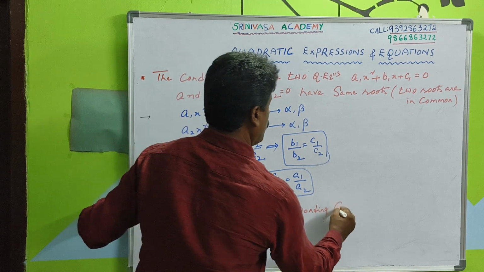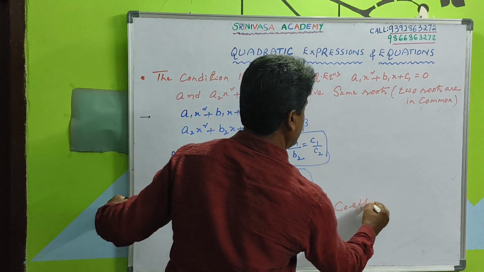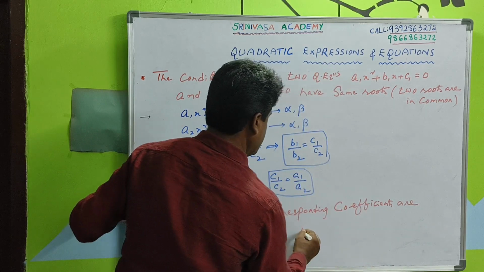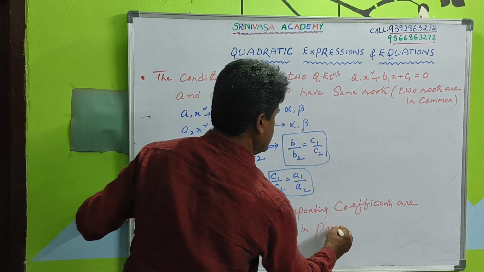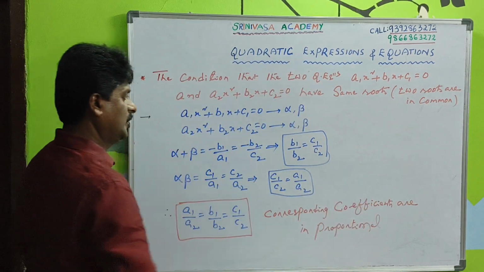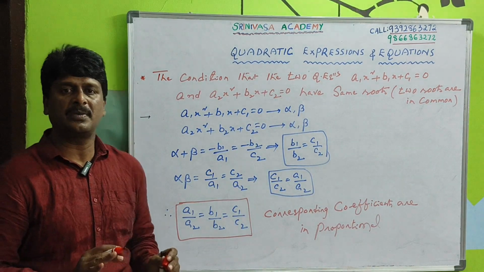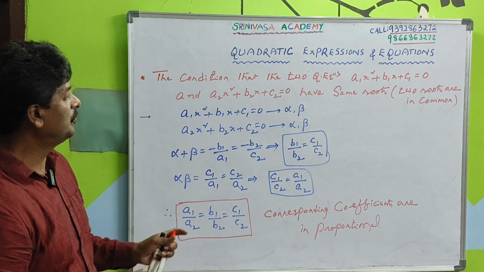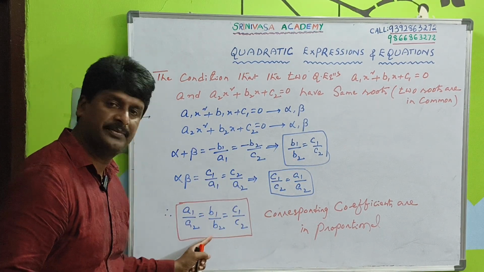Corresponding coefficients are in proportion, means their ratios are equal. Okay, two roots common condition. So this is the way to derive the condition.